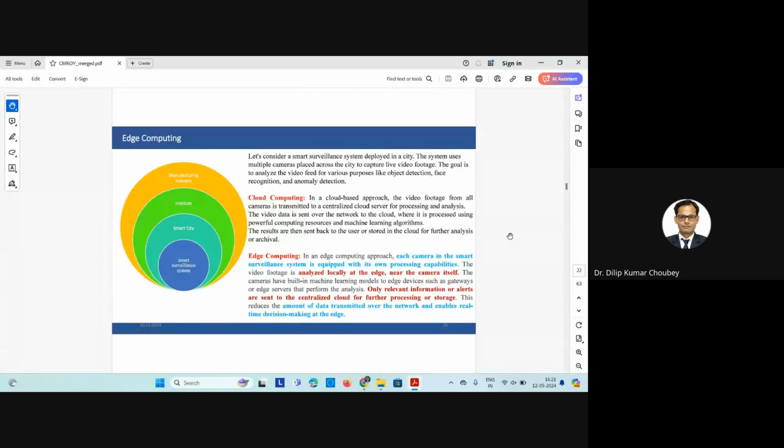Now actually, here in edge computation and cloud computation, you can find the difference. As I told, cloud computation is a cloud-based approach. The video footage from all the cameras is transmitted to a centralized cloud for processing.